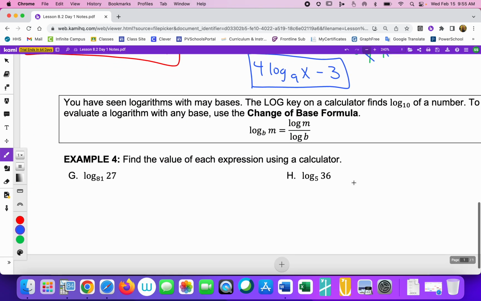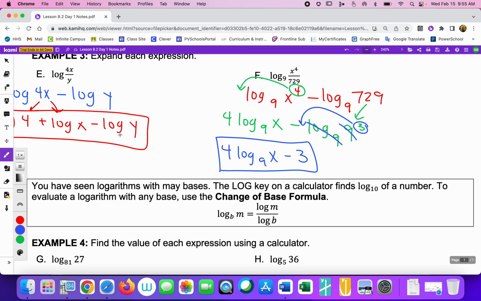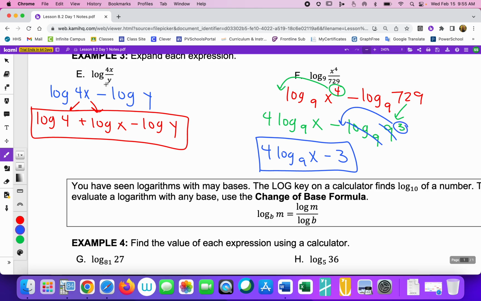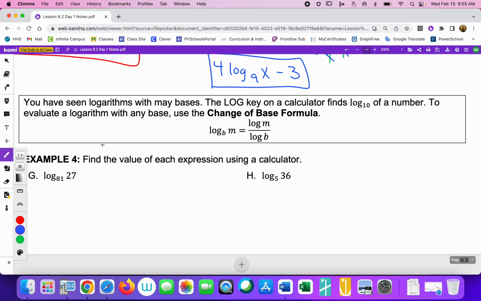Okay, so down here, this has something to do with what we learned on Monday when you were first introduced to logs. So we've seen logarithms with a lot of different bases. The log key on the calculator finds log base 10 of a number. Now up here where we didn't have a base, those are automatically base 10s. So if you ever don't see it, that's a base 10 automatically. So to evaluate a logarithm with any base, let's say we had a log base 4 of something, you can evaluate it in a calculator as well using change of base.